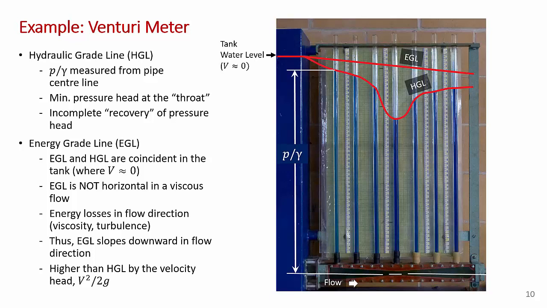And so now when we draw the energy grade line on the diagram, you can see that it slopes downward in the flow direction. This is because of energy losses associated with viscosity and turbulence. At the tank side here, the velocity is approximately 0, and so the energy grade line and the hydraulic grade line coincide. Remember, the difference between the hydraulic grade line and the energy grade line is the velocity head, v squared upon 2g, which is 0 at the tank. You get the maximum difference where the velocity head is a maximum, which is at the throat here.